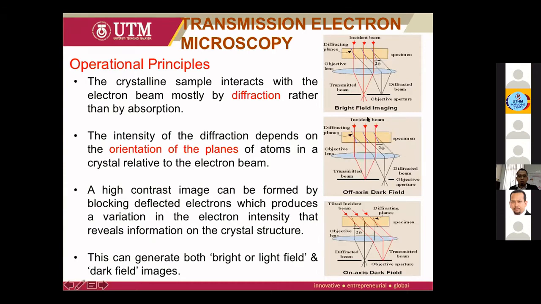Okay, it's not going to be easy, because you actually have to detect the crystallinity of the material based on the diffraction first, and then you optimize the intensity based on the orientation planes. This is the final part where you increase the image contrast. So whether it's going to be bright field, off-axis dark field, or on-axis dark field always depends on how good the sample is coated on the copper grid.